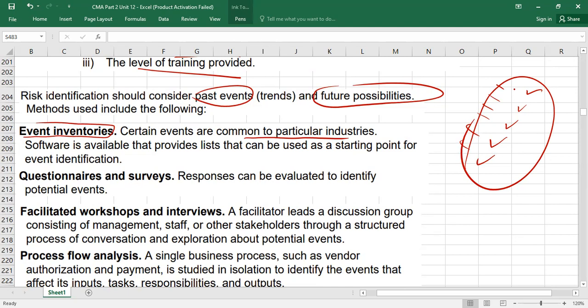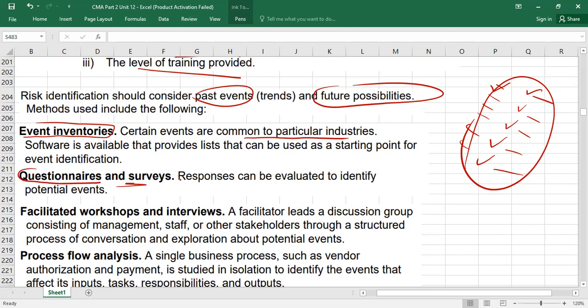So please remember here, first we should look at past events. Inventories of past risks we should look at first, right? And then check whether those risks might be present today also. This is the first way. It could be the starting point for event or risk identification. So this is called event inventories. Then what we have here, the second thing is what? There is a second way to identify the risk, that is called what?